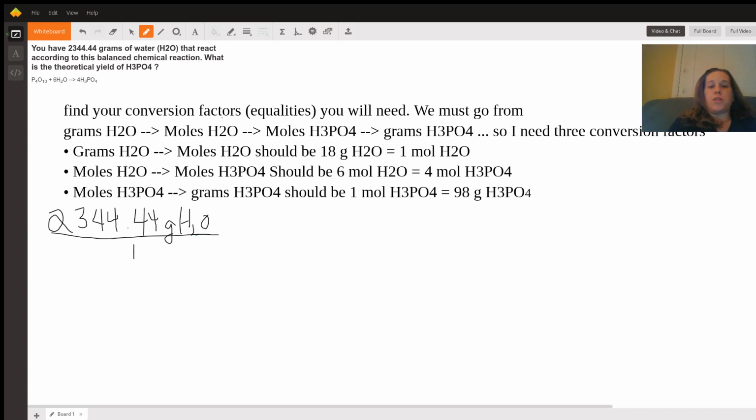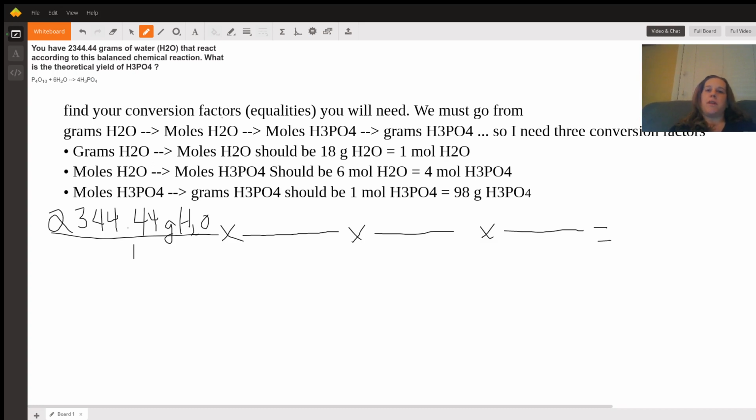Now, we want to eventually cancel out grams of water and end up with grams of phosphoric acid. So my 3 conversion factors, I'm going to turn into 3 fractions. Now I can set up a conversion factor as a fraction because technically they're equal values. So 18 grams of water is the same value as 1 mole of water. It's the same as saying 4 over 4, that's equal to 1. Or 2 squared over 4, that's 4 over 4, which is equal to 1.